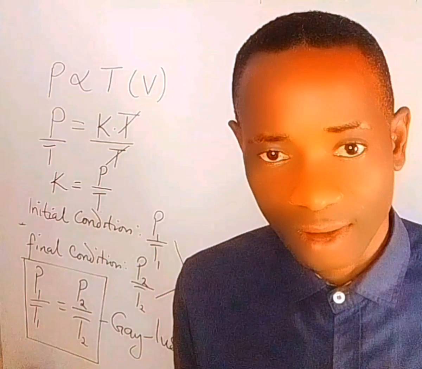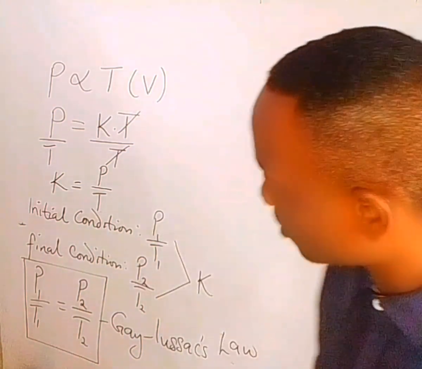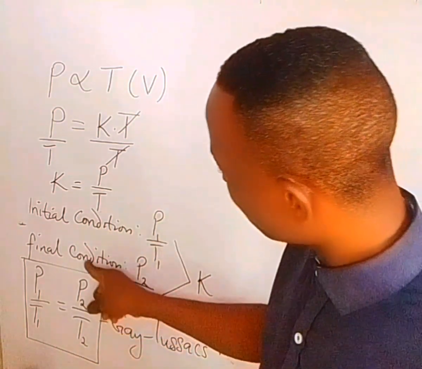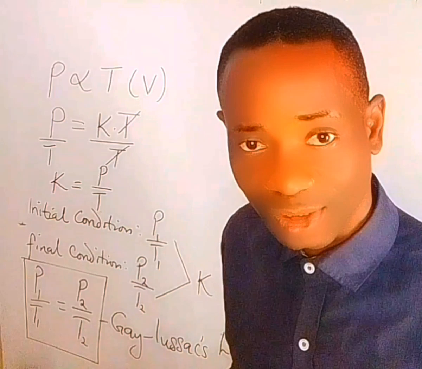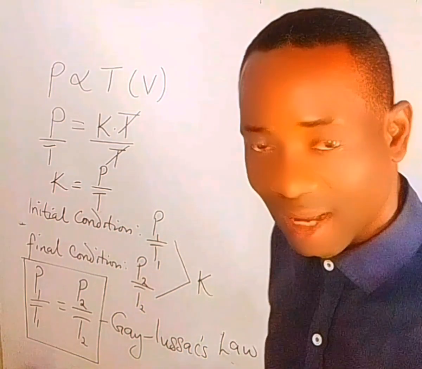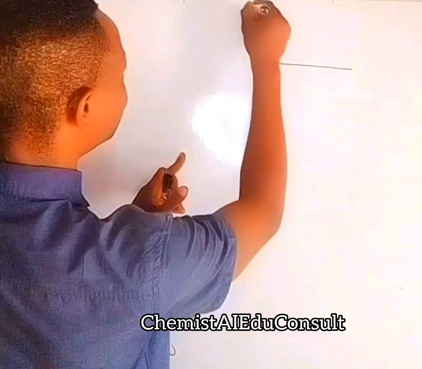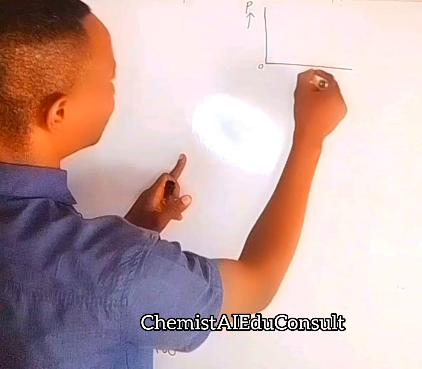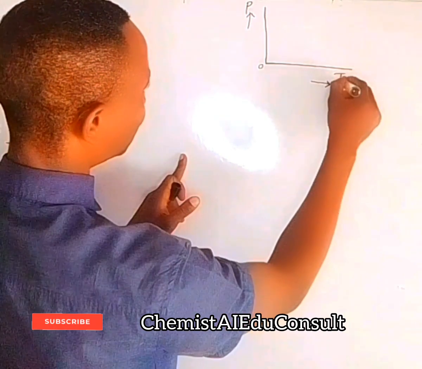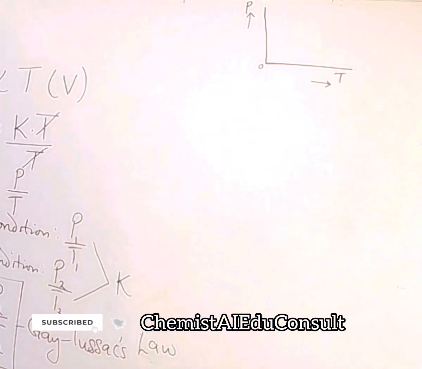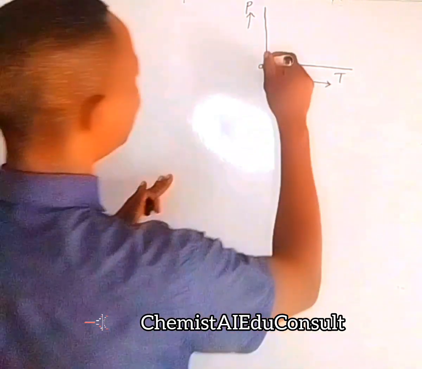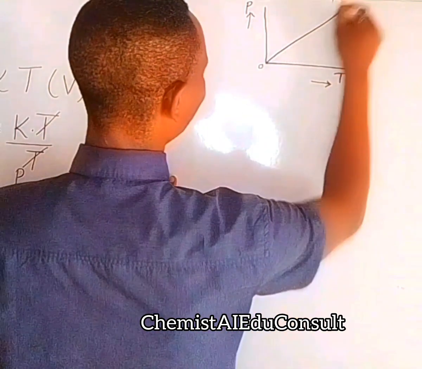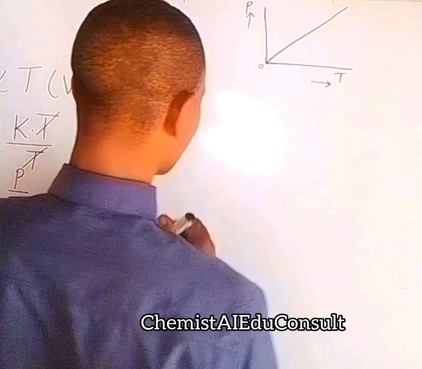So, according to the law, if we plot the graph of pressure against temperature, the graph will look like this. This is the origin. This axis is the pressure axis, and this axis is the temperature axis. Since pressure and temperature are directly proportional, we will get a straight line graph starting from 0.